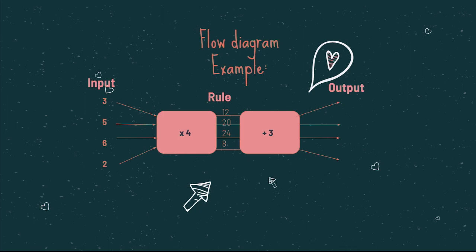Take the new numbers and add 3. 12 plus 3 is 15. 20 plus 3 is 23. 24 plus 3 is 27. And 8 plus 3 is 11.